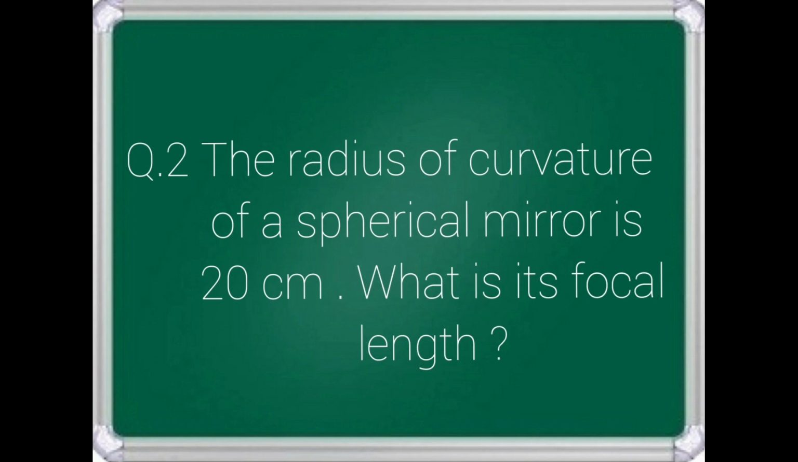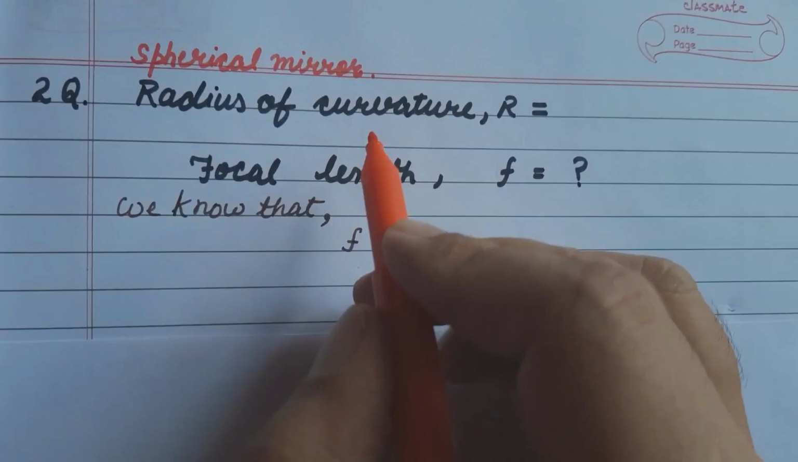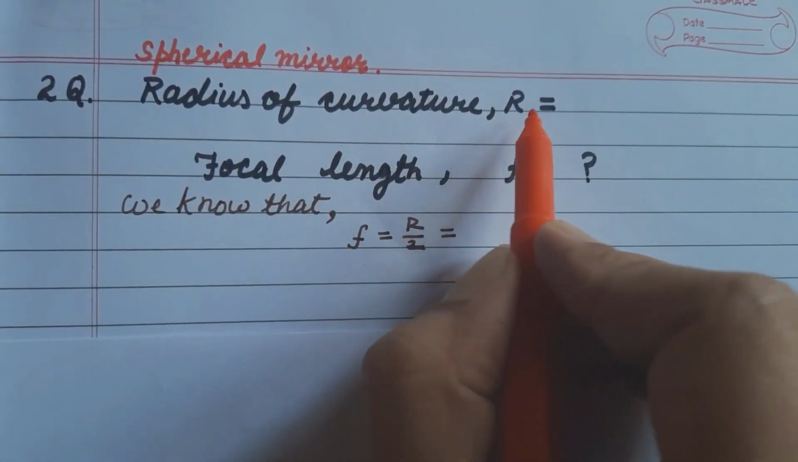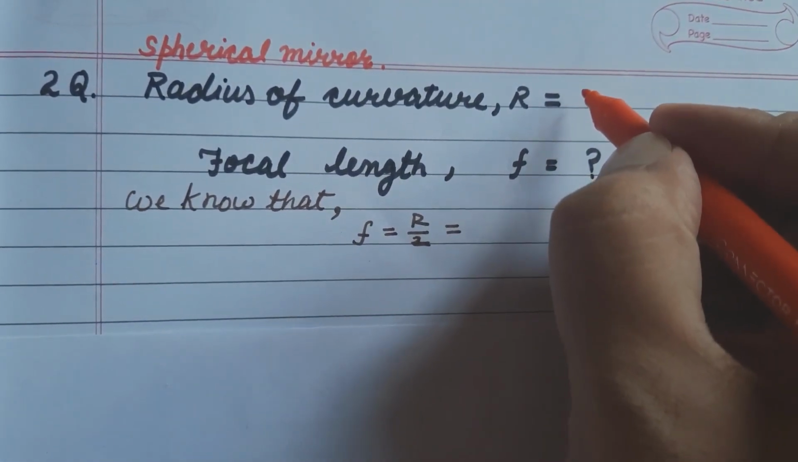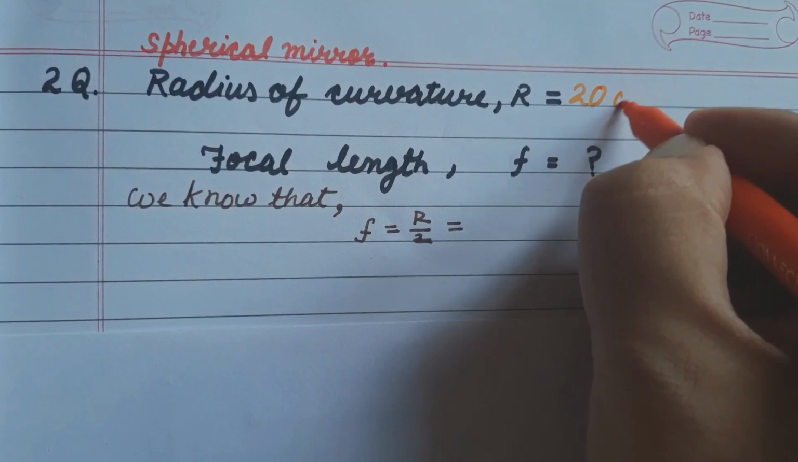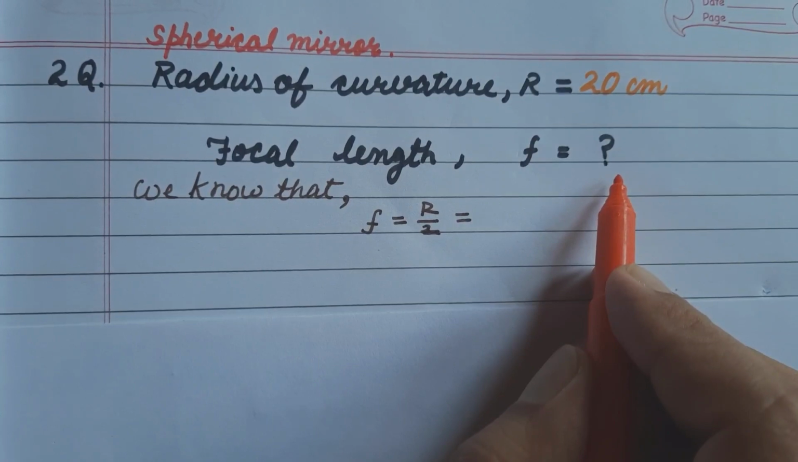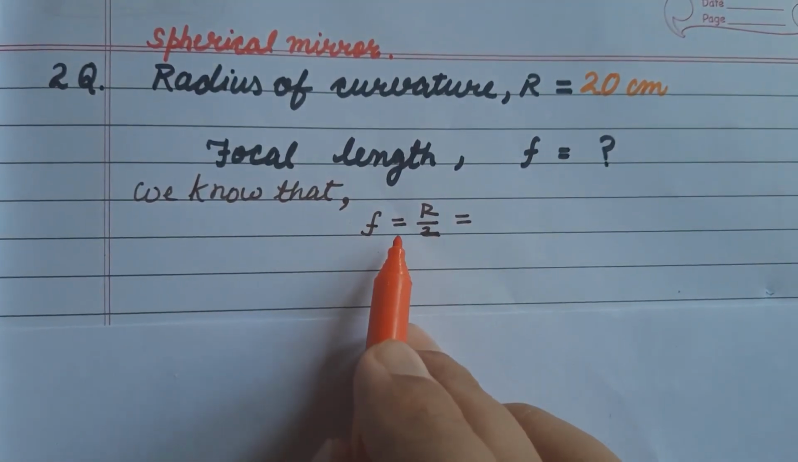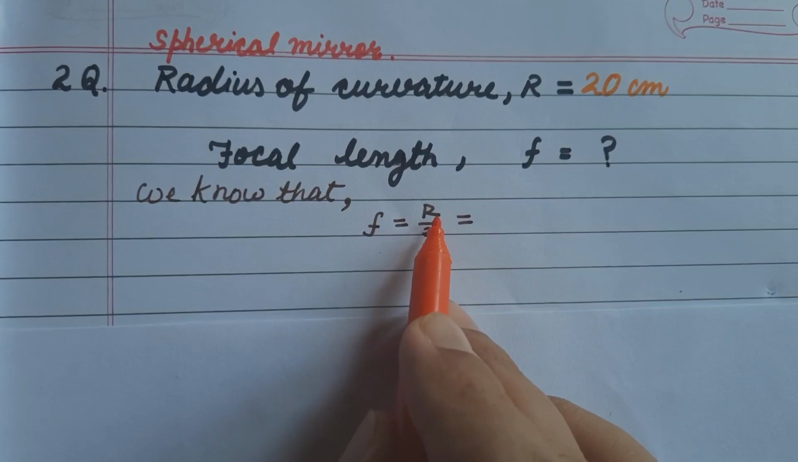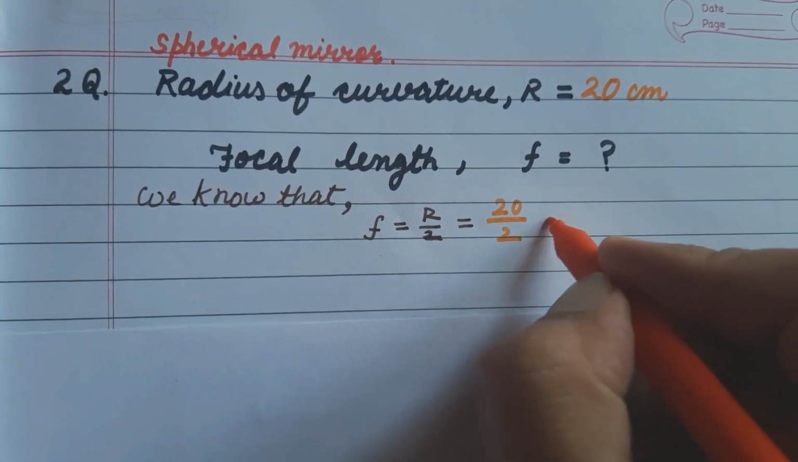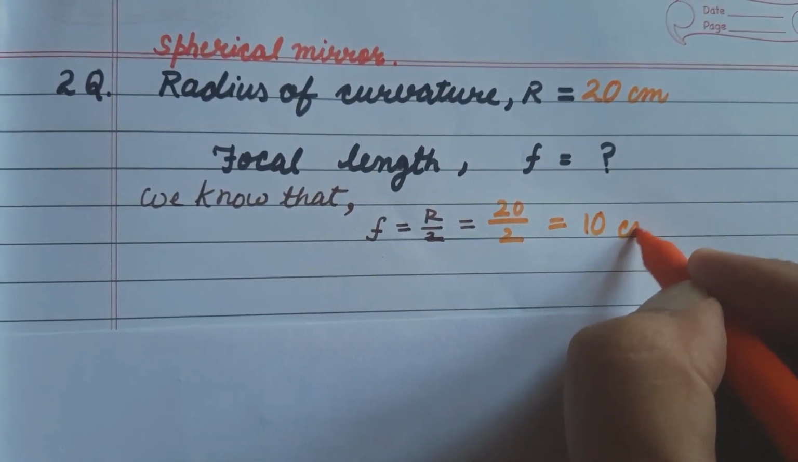Question 2. The radius of curvature of a spherical mirror is 20 cm. What is its focal length? It is a spherical mirror. Radius of curvature r is 20 cm. Focal length represented by f. We have to calculate. We know that f equal to r by 2. R is 20 by 2. Answer is 10 centimeter.